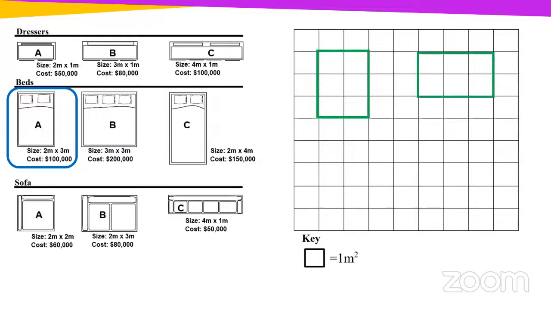What about this one? Is this a correct representation of bed A? Yes, miss. Are we still seeing 2 by 3? Yes, miss. Very good. So what would be the area then of bed A? What would be the area of bed A?